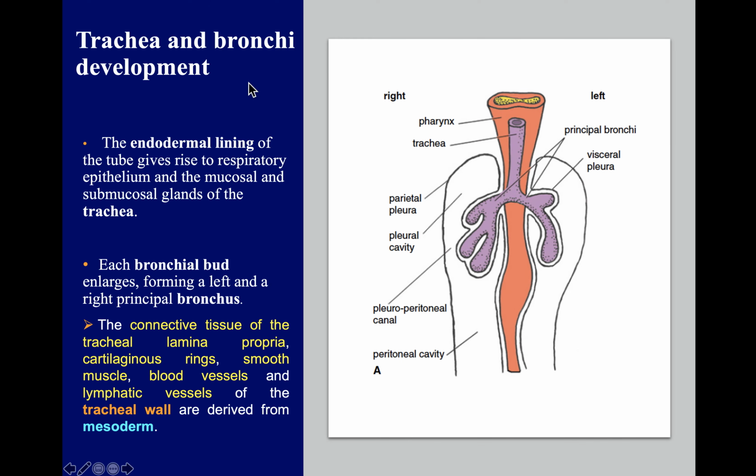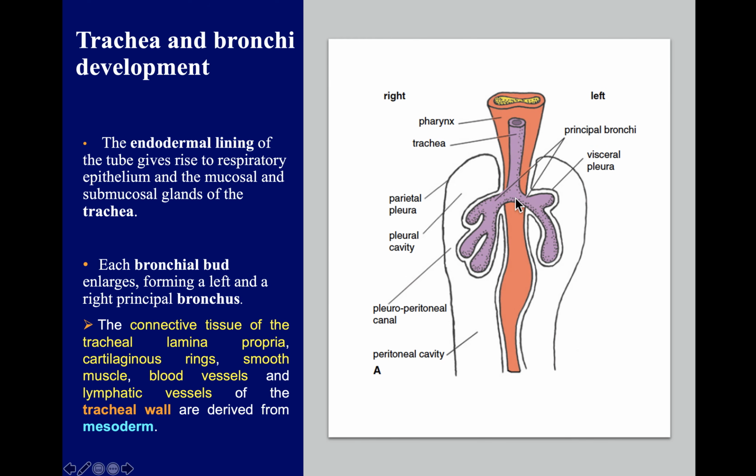Now we talk about the tracheal and bronchial development. The endodermal lining of the tubes gives rise to the respiratory epithelium, mucosa, and submucosal glands, because if you remember, the mucosa consists of the epithelium, lamina propria, and the glands. Their actual origin is from the epithelium, and then they undergo growth into the underlying connective tissue.